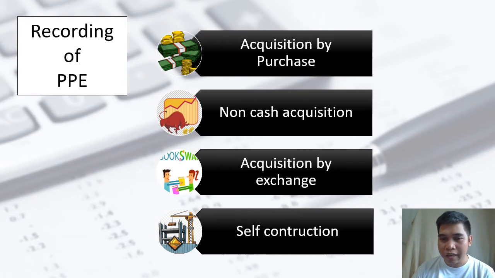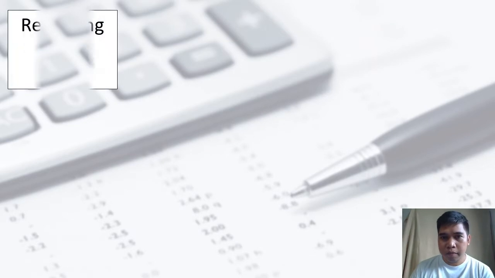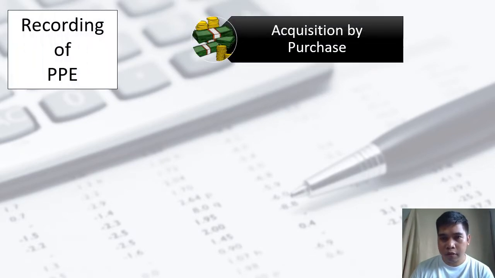As an accountant, kailangan po nating alamin ano ba yung naging option ni management on how to purchase the property, plant, and equipment kasi nakadepende yun yung ating magiging accounting treatment. For this video, magpo-focus muna tayo dun sa first part which is acquisition by purchase kasi masyado siyang mahaba. Ito po ang focus natin ha. So I think we can start. Okay, the first one is the acquisition by purchase.